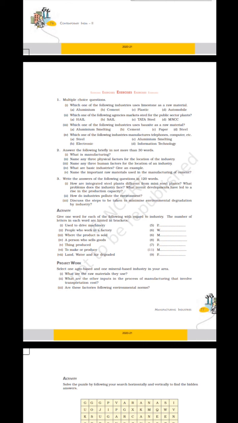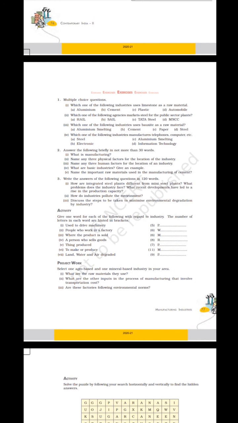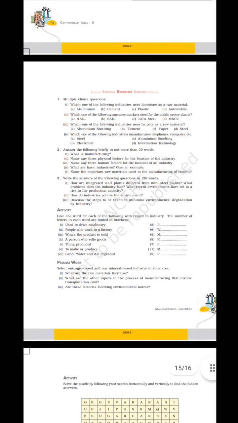Write the answers of the following questions in 120 words. How are integrated steel plants different from mini steel plants? What problems does the industry face? What recent developments have led to a rise in the production capacity? How do industries pollute the environment? Discuss the steps to be taken to minimize environmental degradation by industry.